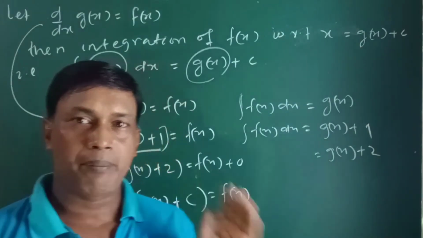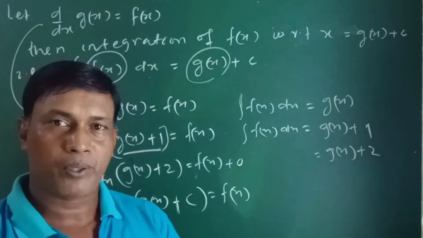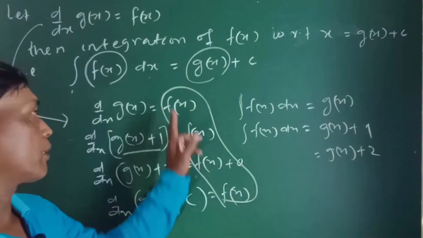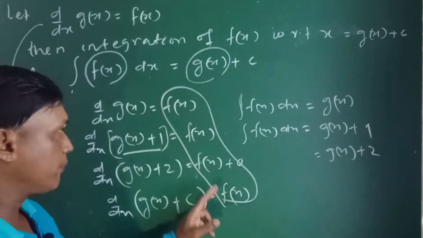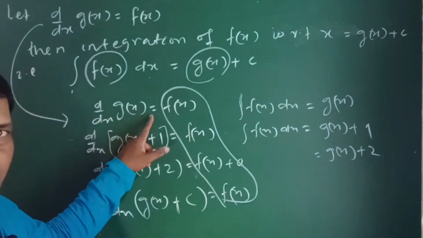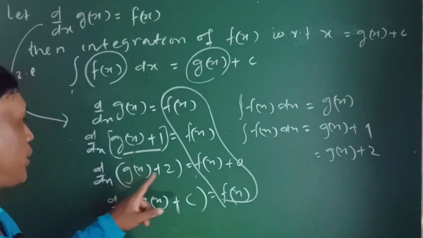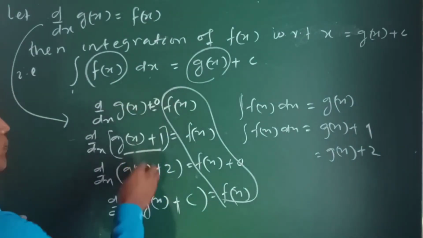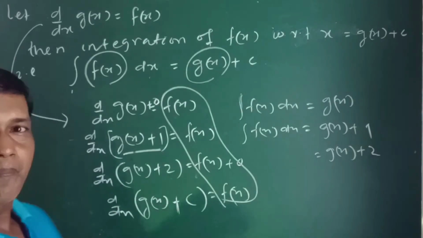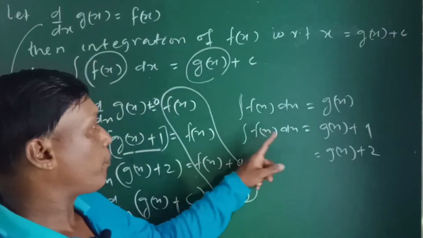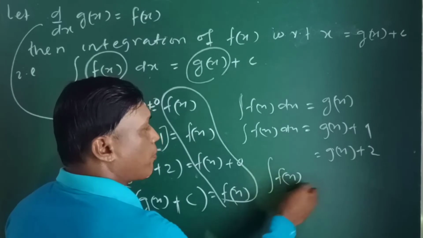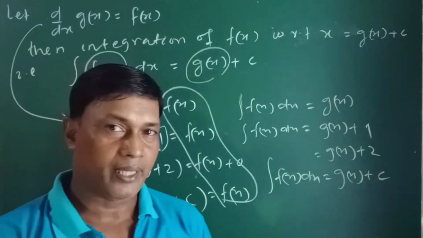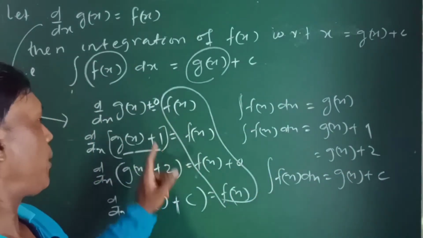If you take the derivative of g of x plus 1, plus 2, plus 3, then you find the derivative is f of x. Then what is the integration of f of x? The integration of f of x is g of x from here, g of x plus 1 from here, g of x plus 2 from here. So integration of f of x is g of x plus 0, g of x plus 1, g of x plus 2. It is better to write integration of f of x is equal to g of x plus c, where c is the arbitrary constant. It may be 0, here 1, here 2.